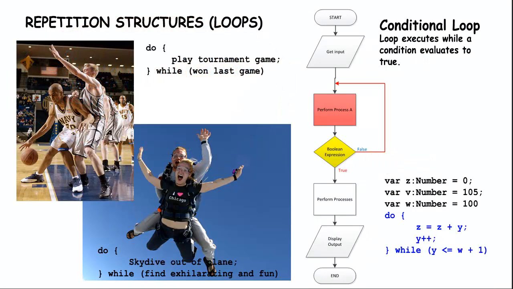And we use the do statement with our code block in between the curly brackets, and then the while and the condition that's being evaluated in parentheses after the while. So the while condition comes after the do block.